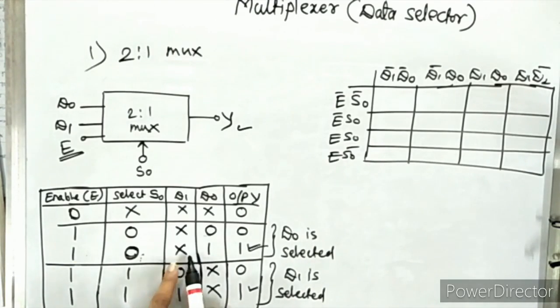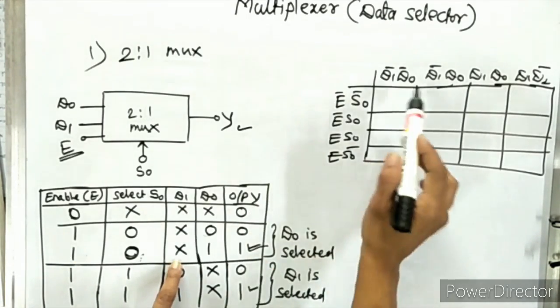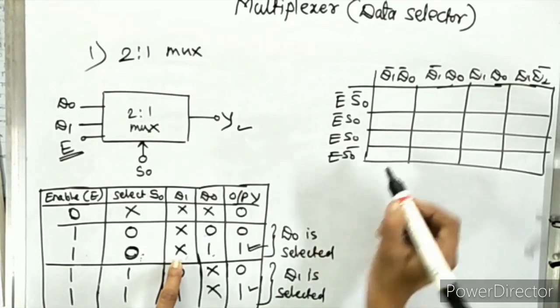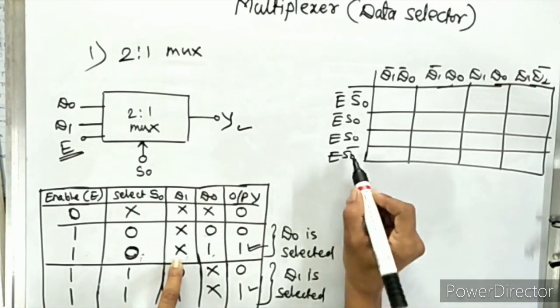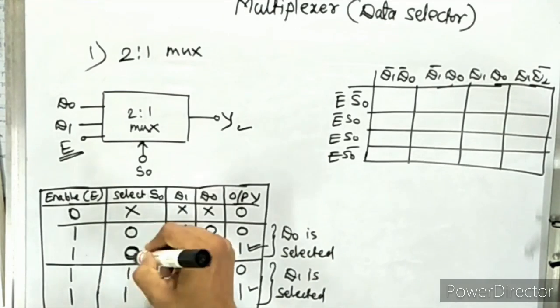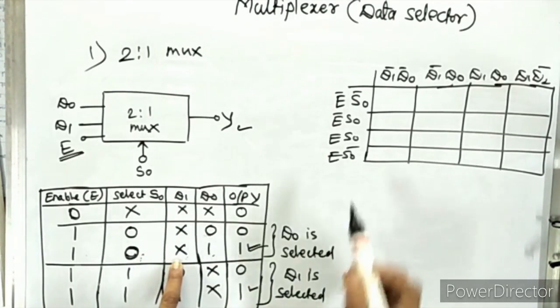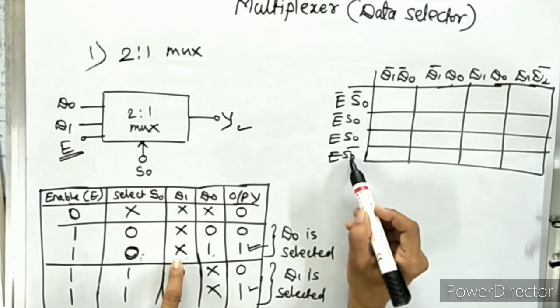Now check the inputs D1 and D0. So here D1 is don't care but D0 is 1. So don't care means what? D1 may be 0 or 1 but D0 must be 1. So for this row E S0, confirm over here, that is E is 1 and S0 is 0. So we have chosen this row E S0 bar.